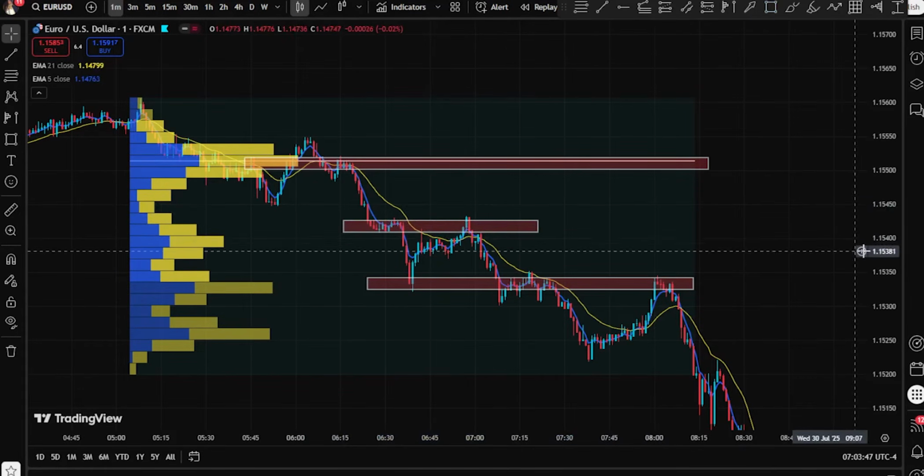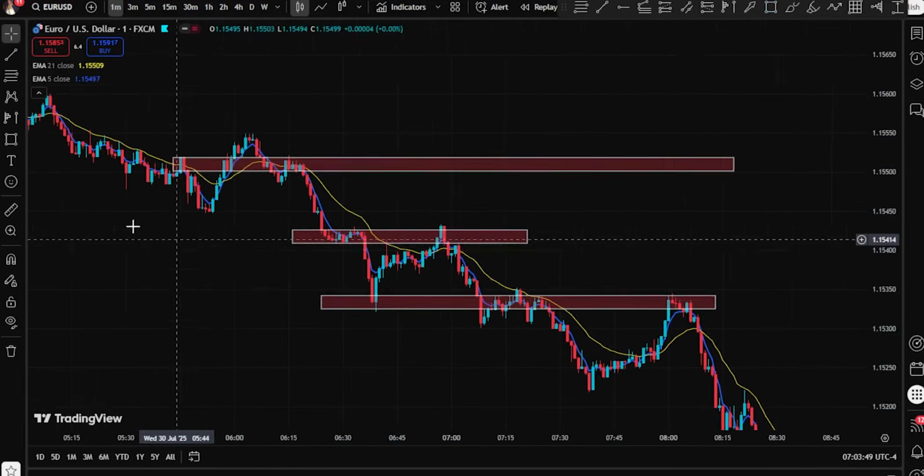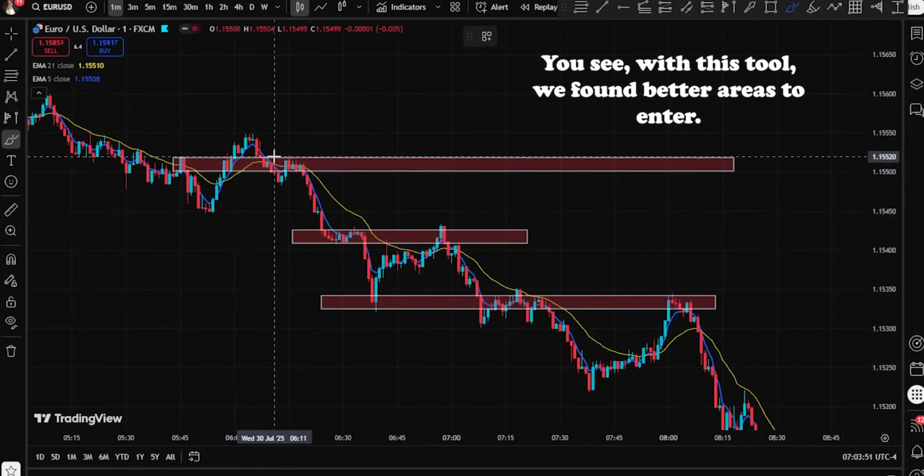In ranging markets, EMAs tend to stick together. Avoid trading in this situation to avoid false signals.